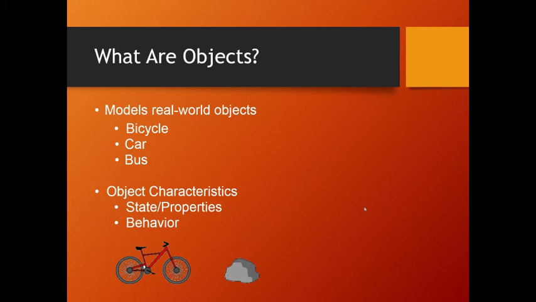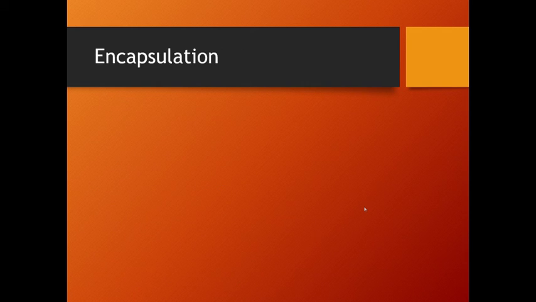Now let's consider a rock. What characteristics will a rock have? A rock will have a position, XY coordinates. It'll have state. Is it wet, dry, hot? All these conditions need to be considered when mapping real-world items to software.